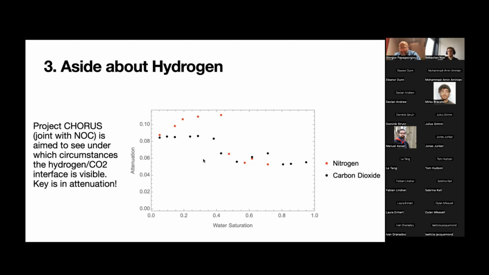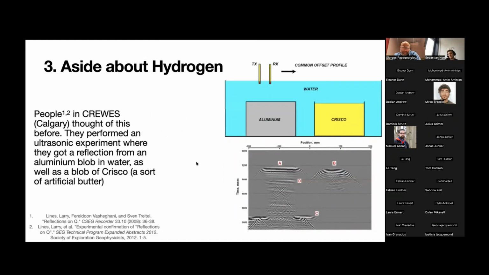And the inspiration for this is a very interesting paper, actually, that I recommend. It's a paper that was written by people in Calgary, and they did this very quirky experiment. The quirky experiment involved a tank of water and transducers, and they obtained ultrasonic data under common offset, so near offset, no far offsets here at all. And they had a blob of aluminium, and next to it they had a blob of butter, a Crisco, the type of butter.